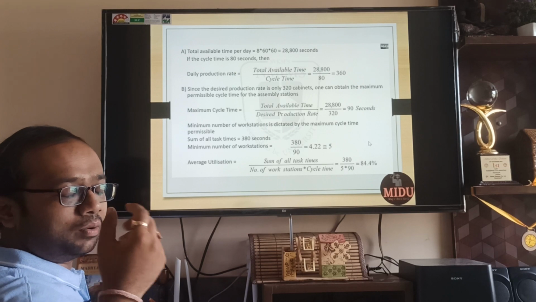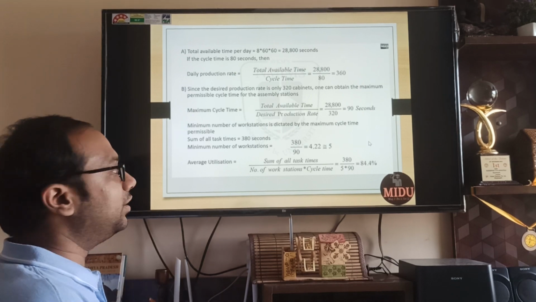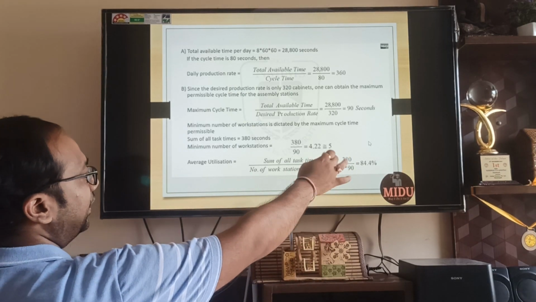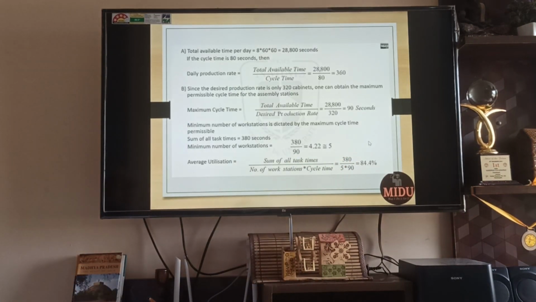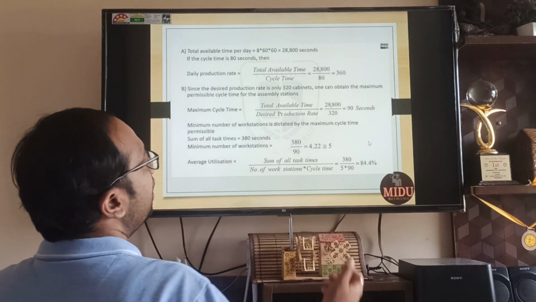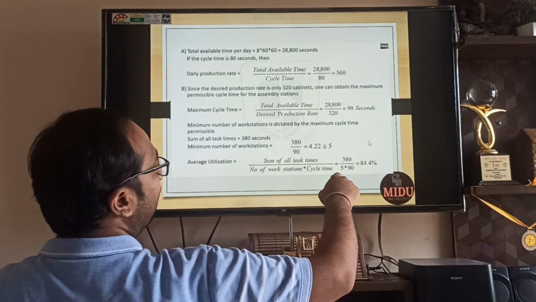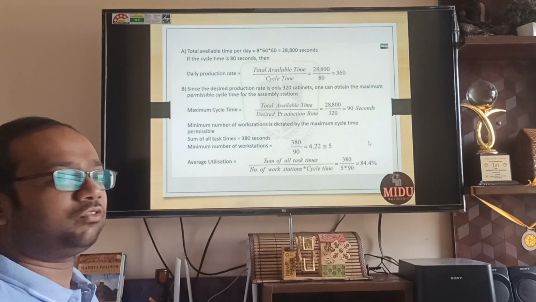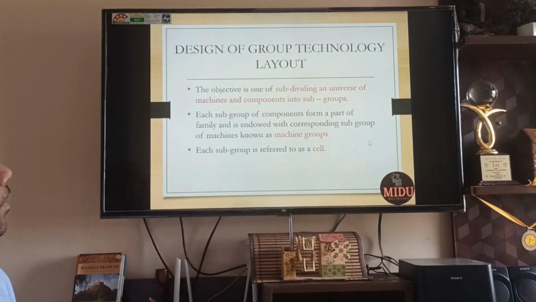Now the number of workstations will always be an integer. 4.22 cannot be there, so round it off to the next number, which is 5. Now we also need to see how much average utilization we are achieving, correct? All tasks total 380, divided by 5 into 90, so approximately 85 percent is the utilization. So this was all about the process layout.